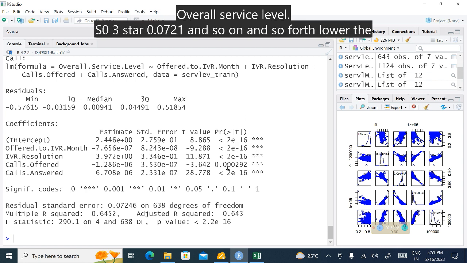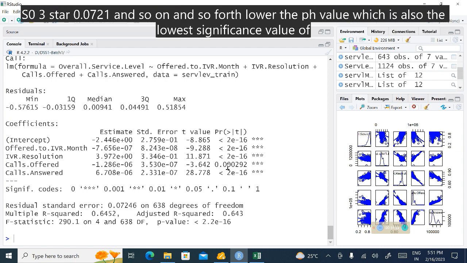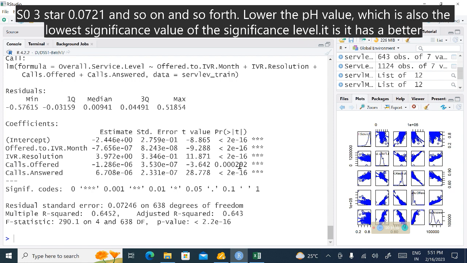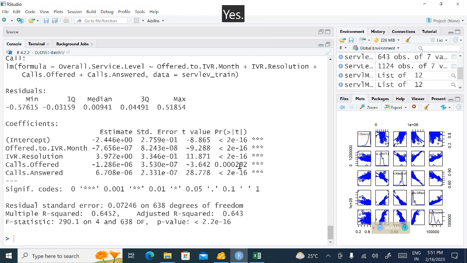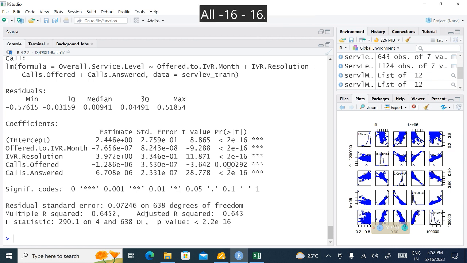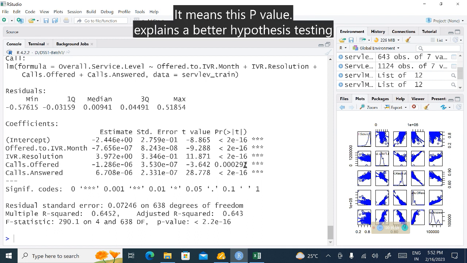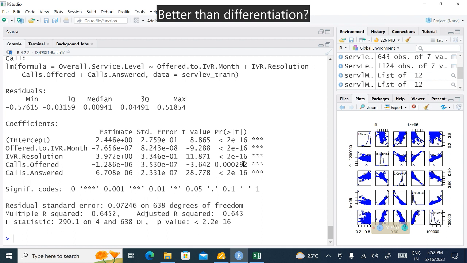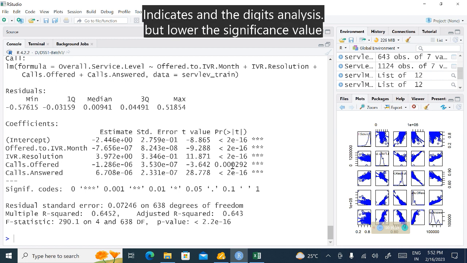Lower the p-value, which is also the lowest significance value of the significance level, it has a better distinguishing or differentiation in the null hypothesis. For instance, if you look at this, all minus 16, but this has 0.002, it means this p-value explains a better hypothesis testing than this one. Lower the significance value, better the differentiation. Even though p-value less than 0.05 indicates and we reject the null hypothesis. But lower the significance value, better the differentiation.